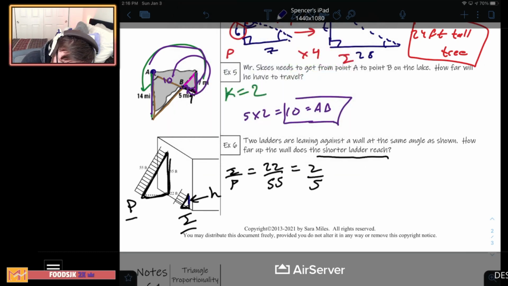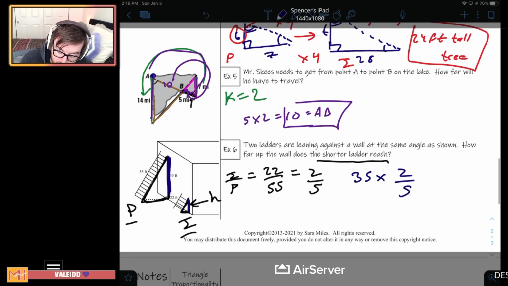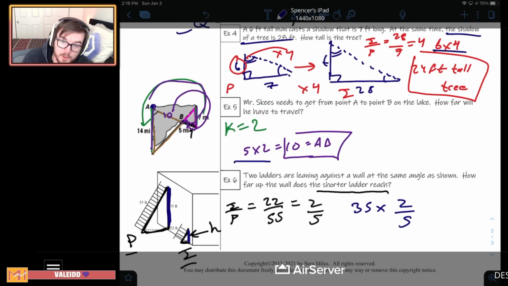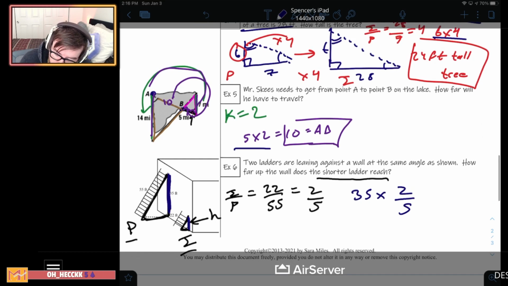So this missing side that we're trying to find corresponds with the 35. So we take the 35 and multiply it by 2/5, right? It's no different than what we've done in the previous problems. I understand we're multiplying by a fraction, but it's still multiplication, okay? Times 2, times 4, a little bit easier, I know, but we're shrinking this time. So we're multiplying by this fraction, 2/5.